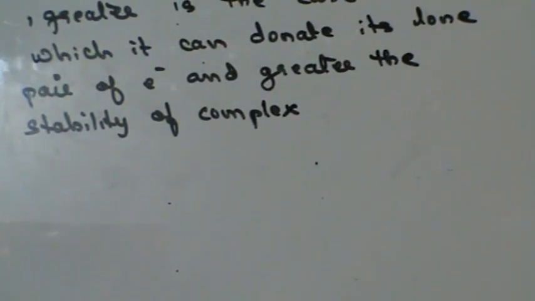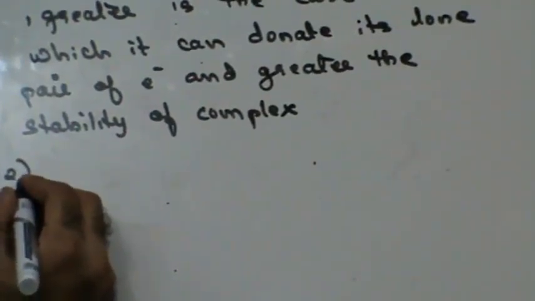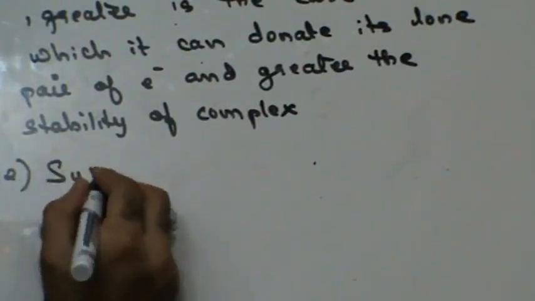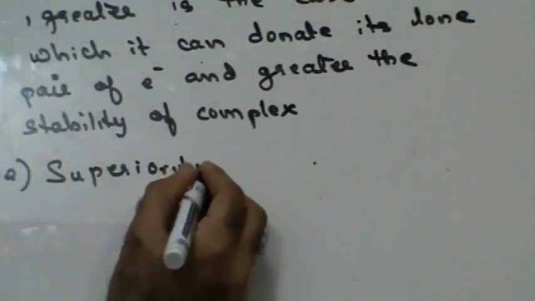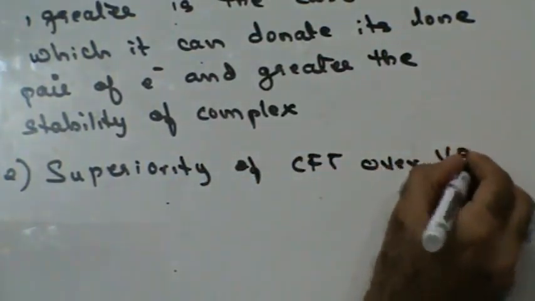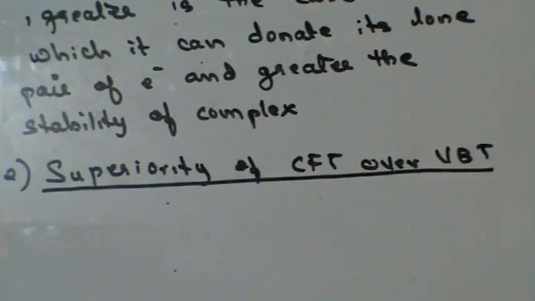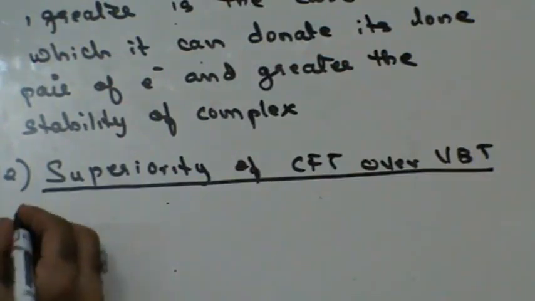So, these are the factors that affect the stability of a complex. Next, why is the crystal field theory superior to the valency bond theory? Superiority of crystal field theory over valency bond theory. The first drawback of valency bond theory is that it does not explain the magnetic properties of the complex. The crystal field theory is able to explain the magnetic properties of the complex.